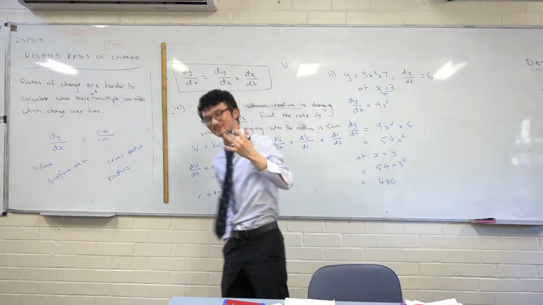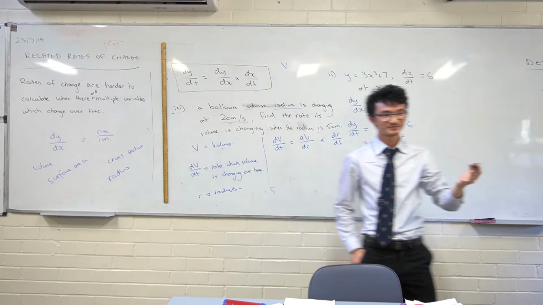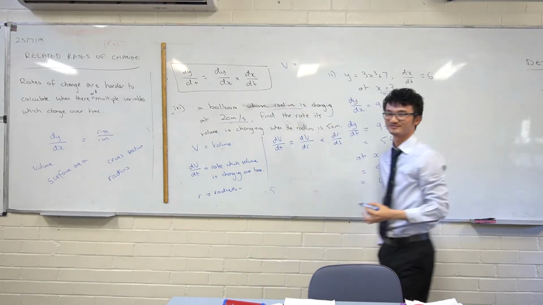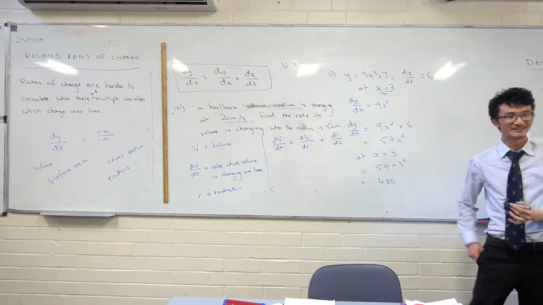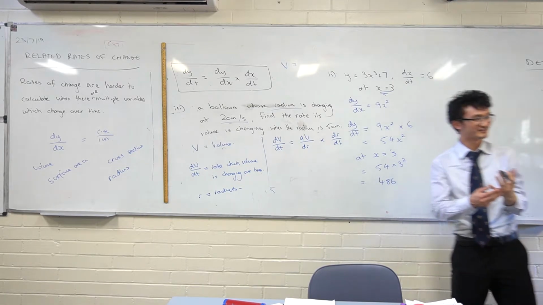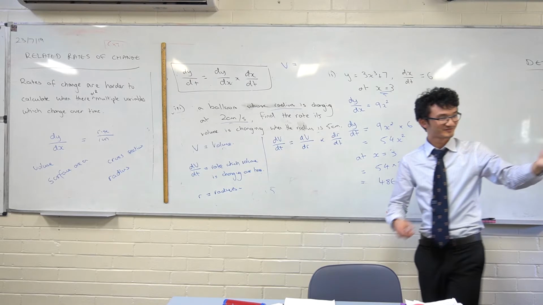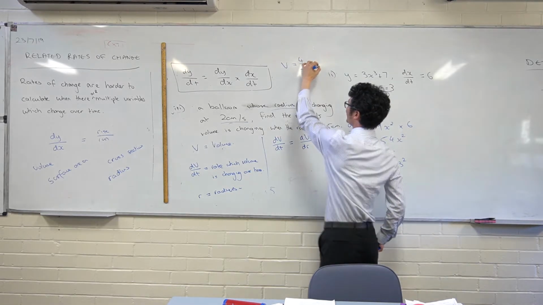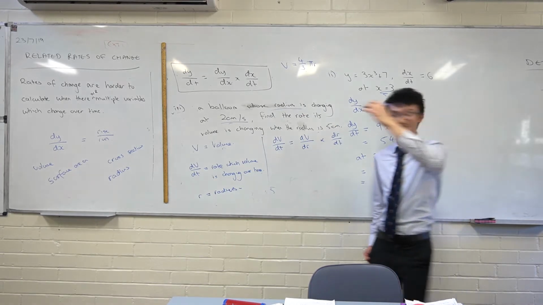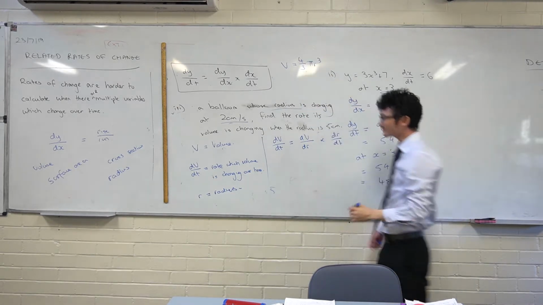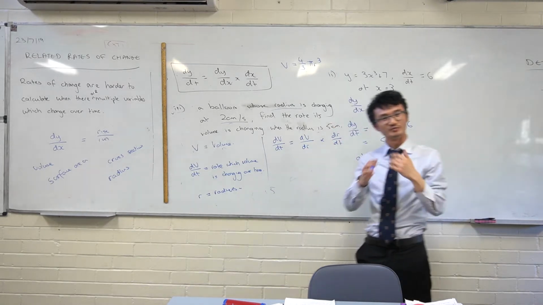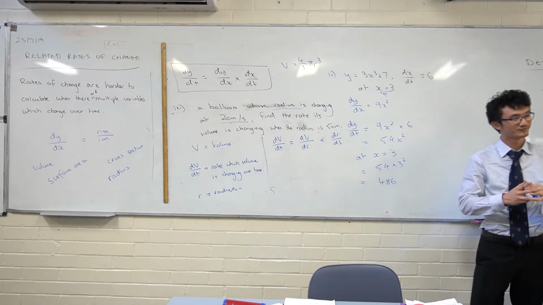V, that's the volume of a sphere. What's our formula for that? How do we relate them together? The volume and the radius of a sphere. 4/3 pi r squared. 4/3 pi r. Now, because we're dealing with volume, it's actually going to be cubed. So there's an expression which relates volume and the radius together, right?